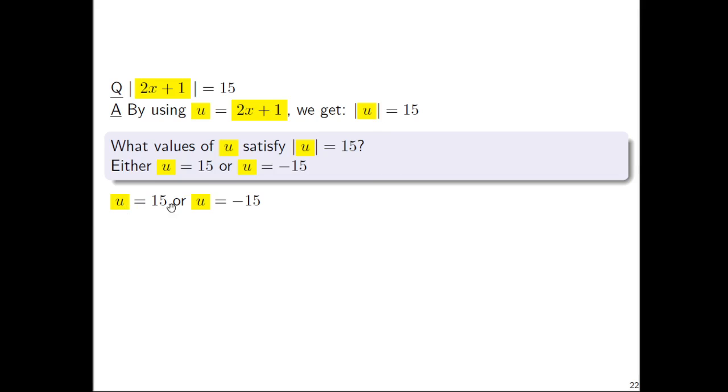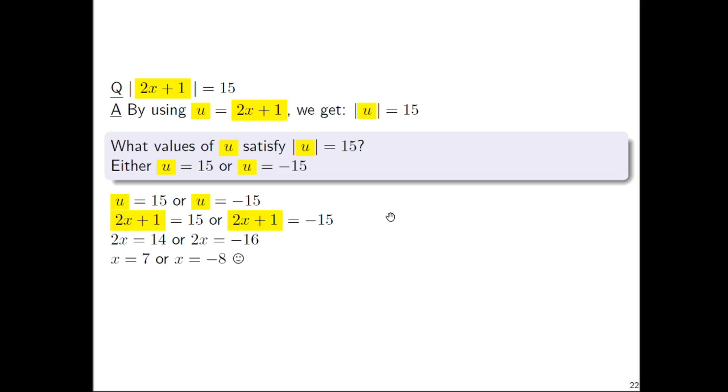Now that we've solved for u here and there, we should replace u with 2x plus 1. Again, everything highlighted in yellow on this slide is equal. So 2x plus 1 equals 15, or 2x plus 1 equals negative 15. Subtract 1 on both sides of each equation. You get 2x equals 14, or 2x equals negative 16. Divide by 2 on both sides of both equations, and you get x equals 7, or x equals negative 8.